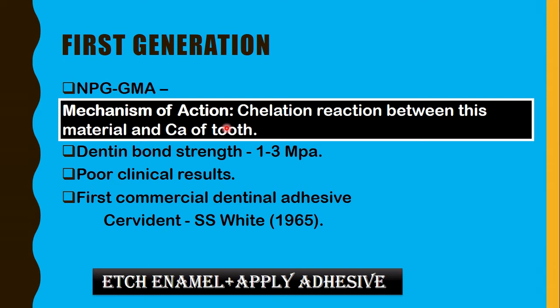It has certain disadvantages, like the hydrolysis of the glycophosphoric acid dimethacrylate in the oral environment. That poses a clinical challenge, and there is also difficulty in bulk polymerization of the cyanoacrylate. The first commercial dentinal adhesive of this generation was Survedin from SS5. So in this generation we only etch enamel and apply the adhesive.